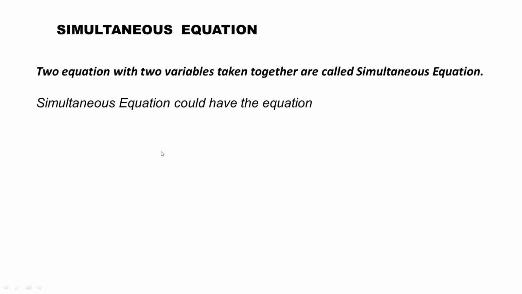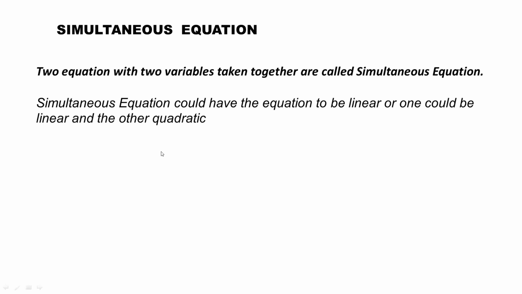Now let's start the lesson. Simultaneous equation. Two equations with two variables taken together are called simultaneous equations. Simultaneous equations could have both equations linear, or one could be linear and the other quadratic. For this teaching we will assume that both are linear.